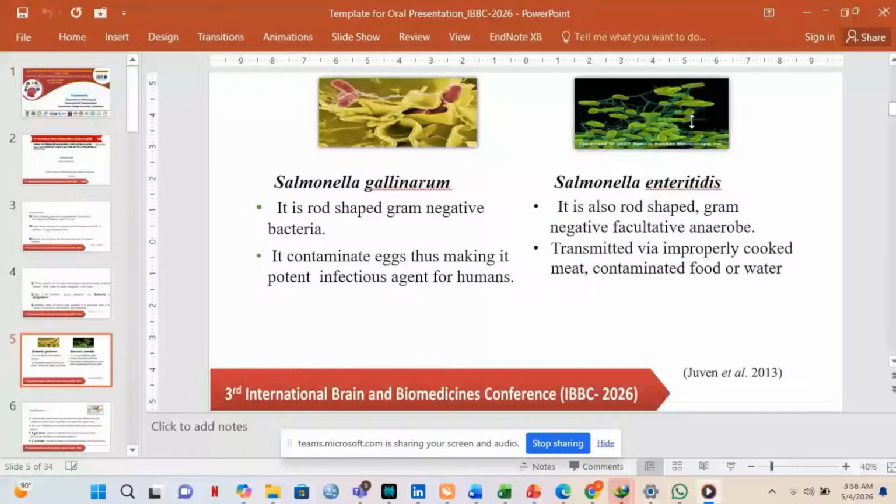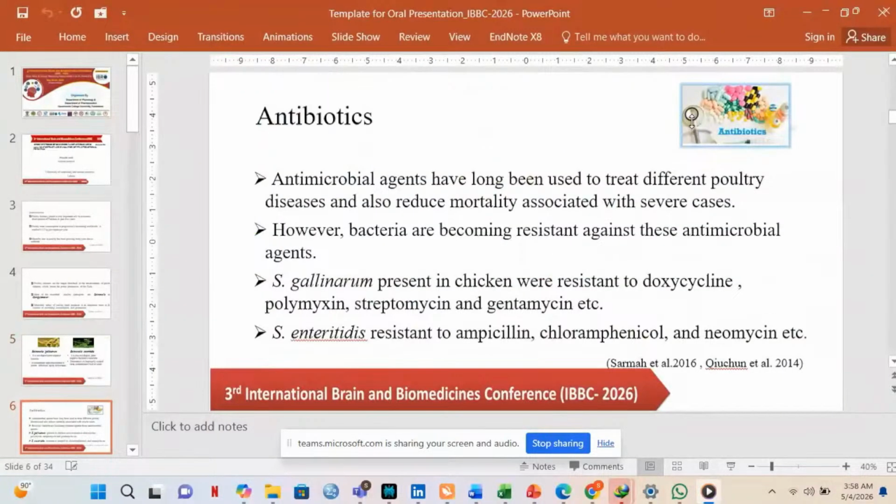Antibiotics. Antimicrobial agents have long been used to treat different bacterial diseases and also reduce mortality associated with severe cases. However, bacteria are becoming resistant against these antimicrobial agents. So Salmonella gallinarum present in chicken were resistant to doxycycline, polymyxin, streptomycin, and gentamicin, and Salmonella enteritidis resistant to ampicillin, chloramphenicol, and others.